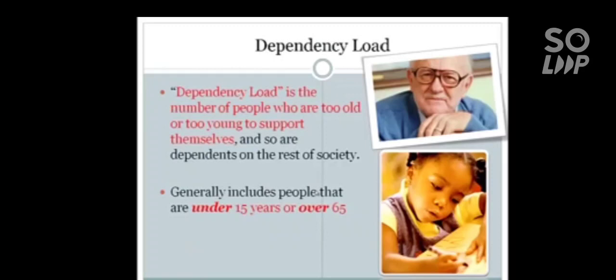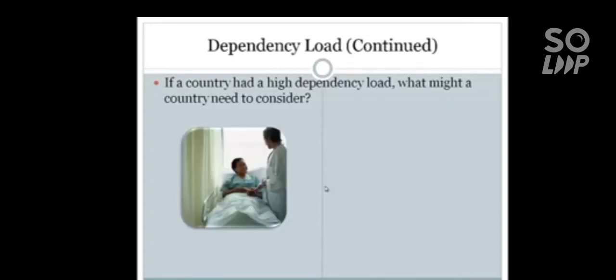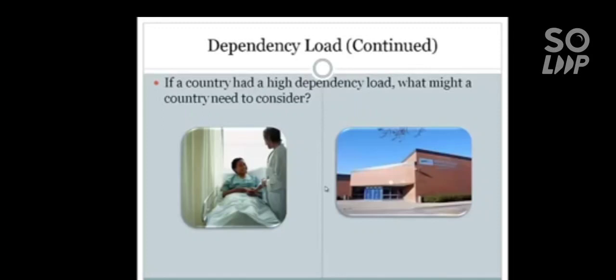The dependency load is the number of people who are too old or too young to support themselves, so they depend on the rest of our society. Generally, these are people that are under 15 years of age and over 65. Pause for a moment. If a country had a high dependency load, what might a country need to consider? With many people below the age of 15 and above the age of 65, we are going to need more healthcare and more educational facilities for these individuals.